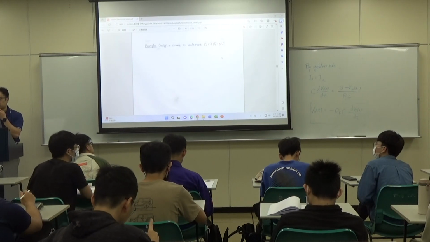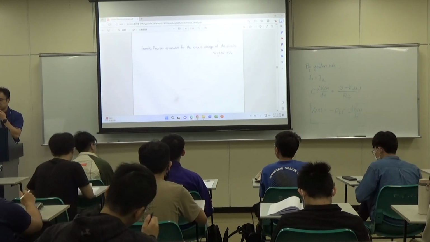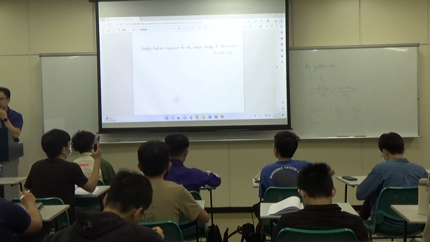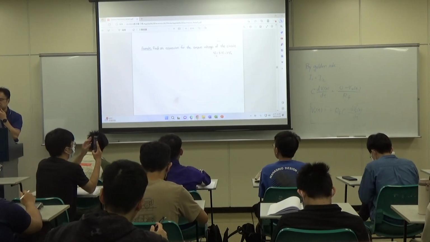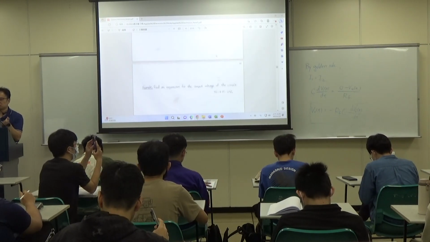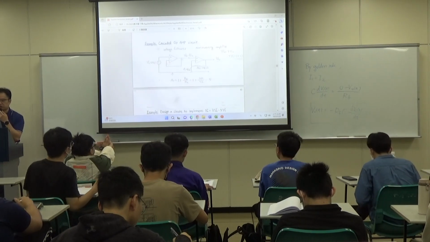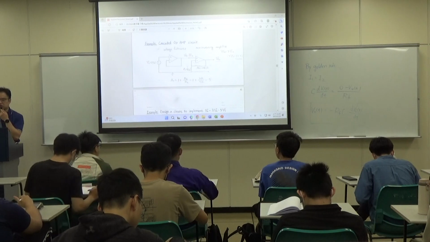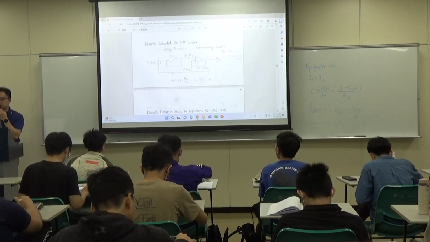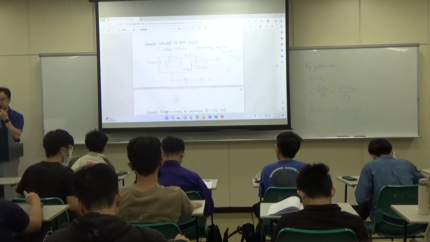For this, I won't test you. You won't be tested on how to draw a circuit. You will only be given this kind of question. For example, there are two operational amplifiers together. How do you calculate it?